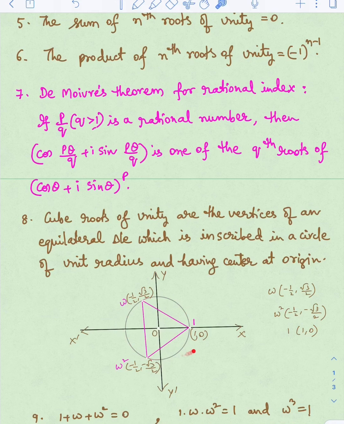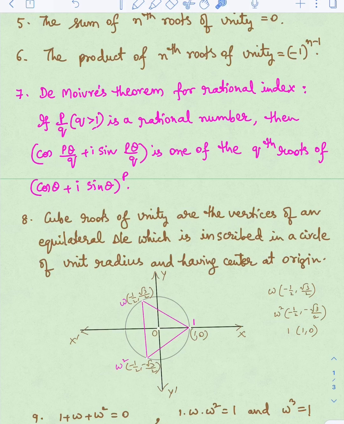So take a unit circle and draw an equilateral triangle inscribed in it. This is an equilateral triangle for which all three sides are the same. Then these three vertices are said to be the cube roots 1, omega, omega square. Cube roots of unity are the vertices of an equilateral triangle which is inscribed in a circle of unit radius and having center at origin. So this is vertex 1, this is omega, this is omega square.